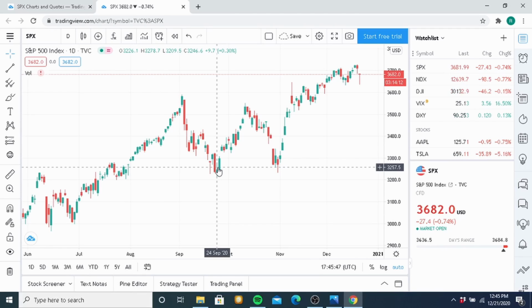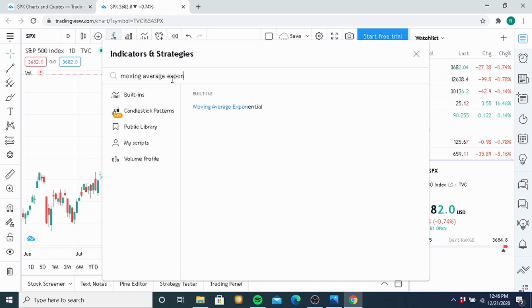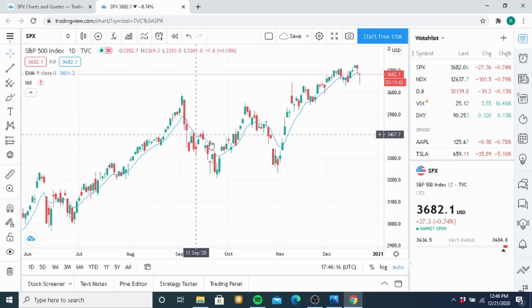Like the moving average, I wanted to show you that you do not need to calculate every point to draw your exponential moving average line. In fact, I wouldn't recommend it. Most charting applications will do the calculation automatically for you. So basically you click on the indicator button here, type in moving average exponential, and there you go, it automatically calculates the exponential moving average line for you.